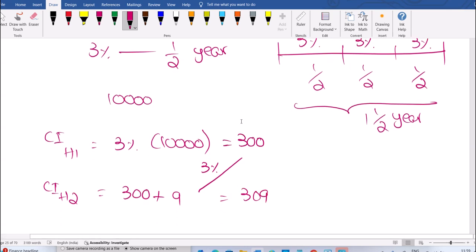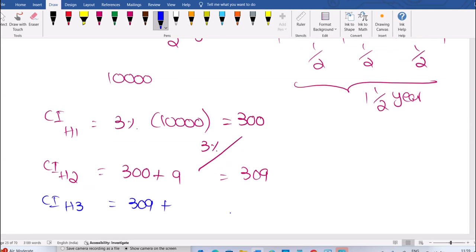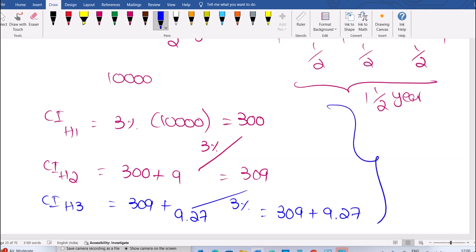For third half yearly, what will be the amount? Third half yearly, 309 plus 3% of this. 1% is 3.09, 3% means 9.27. Yeah, as one of your friends said, 9.27 is correct actually. Why, sir? You observe, total all this together for half yearly concept 300, 309, 309, 918 plus 9.27.